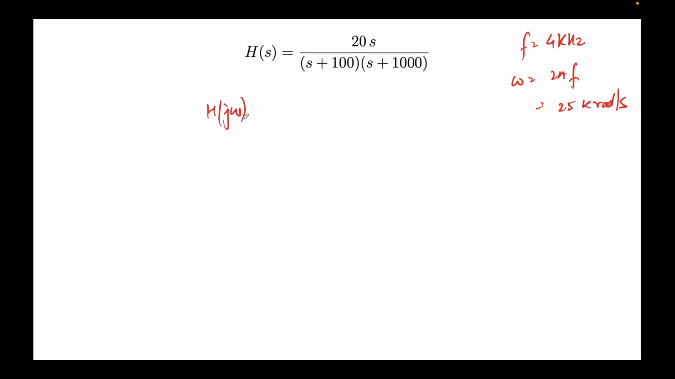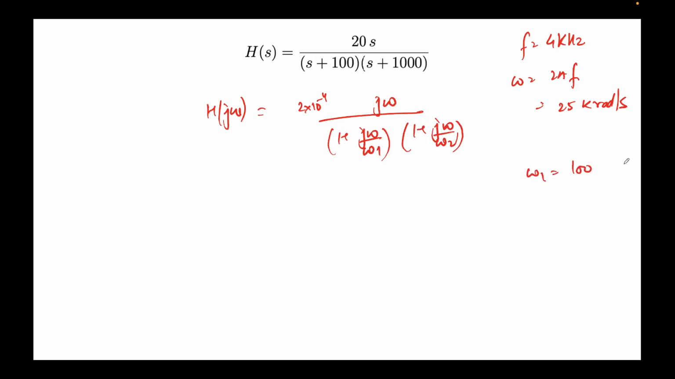This is the same problem that we had before. Remember that, it came out to be 2 into 10 to the power 4 j omega, over 1 plus j omega by omega 1 and 1 plus j omega by omega 2. Remember, omega 1 was 100 radian per second, omega 2 was 1000 radian per second. Now let's compare omega with omega 1 and omega 2.